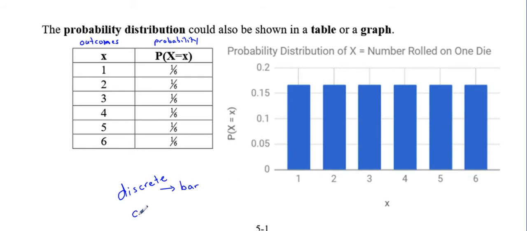Later on, when we get to continuous data, you would have to make a histogram. And we'll get into that later on in the unit. But for now, we're going to just deal with discrete data. So your graph can be a bar graph.